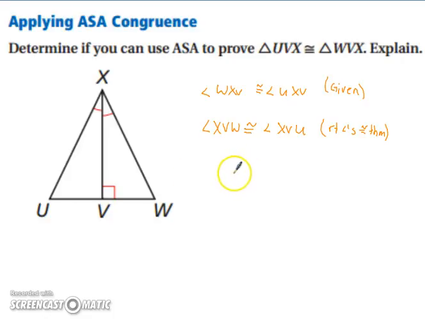And now we need one more piece of information, and we can actually receive that because we know that XV must in fact be congruent to XV, for that oh so famous reflexive property. So since we have corresponding angles that are congruent, we have two of them, and then we have a side that's included, we can state that they are in fact congruent by angle side angle.